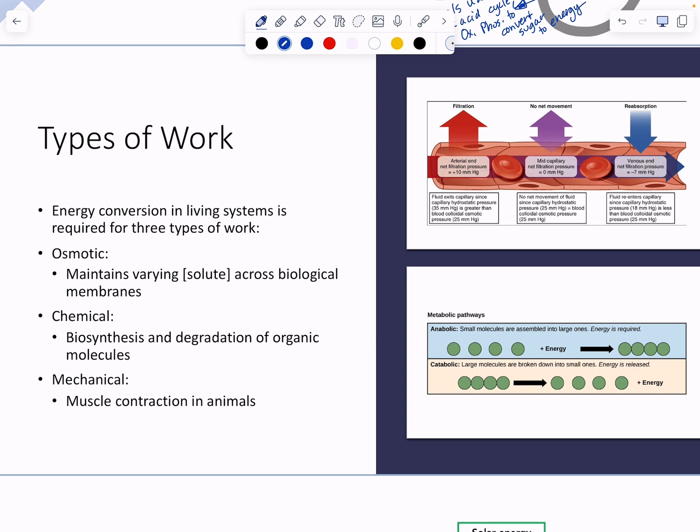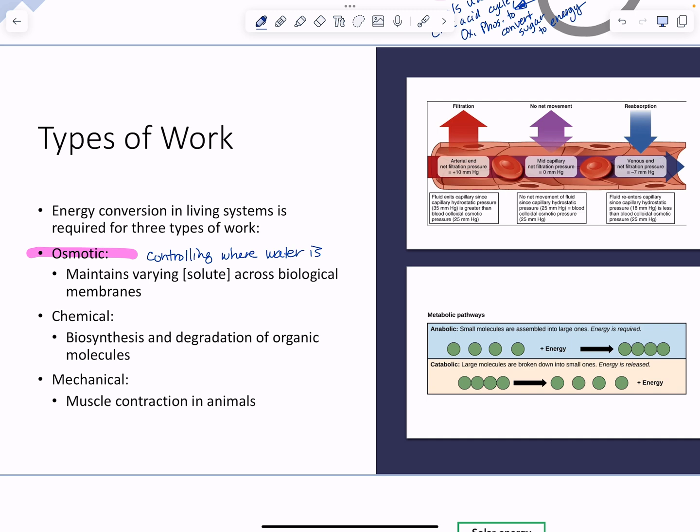All right, so the main types of work that cells have to do break down into three categories. The first is osmotic, and that has to do with controlling where water is and where water isn't.